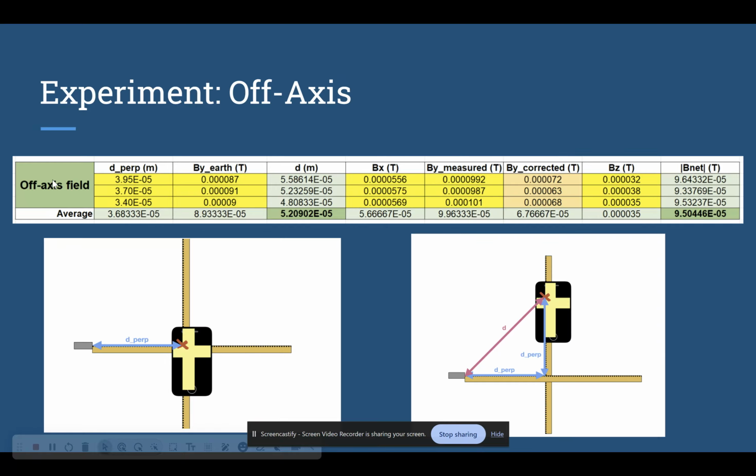And for the off-axis field, we found the distance by putting it perpendicular, and measured the magnetic field by the Earth, the magnetic field at the x position, and corrected y position and z positions, and to find the net magnetic field.